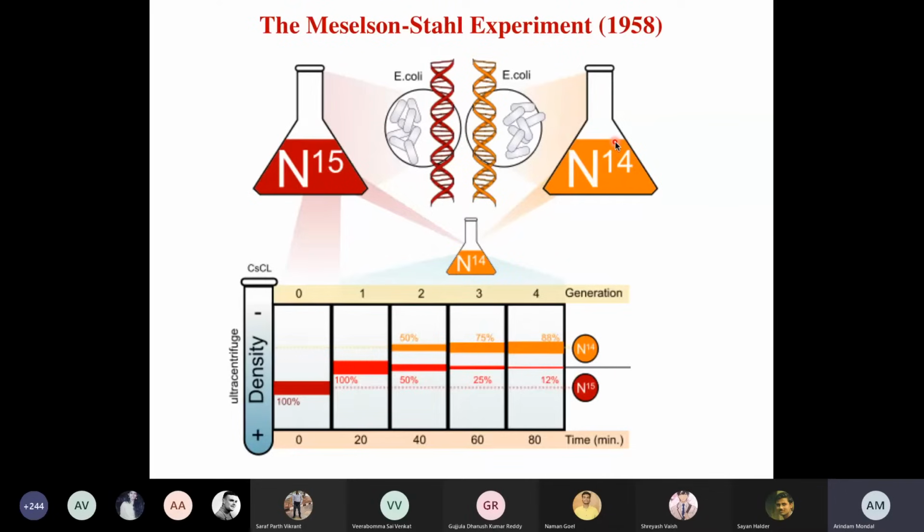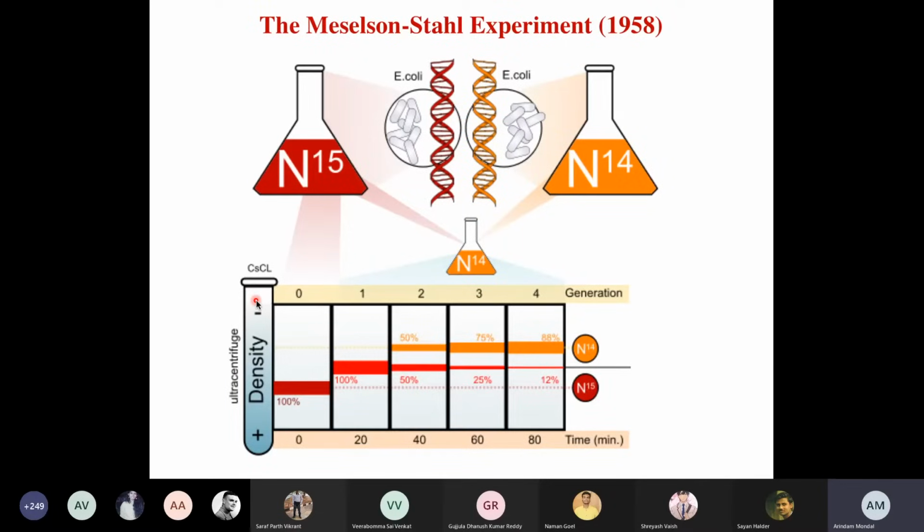Because utilizing these ultracentrifuge machines, you can actually separate or characterize macromolecules or biological macromolecules. Using the ultracentrifuge, Meselson and Stahl performed one simple experiment, which is called the density gradient ultracentrifugation experiment.